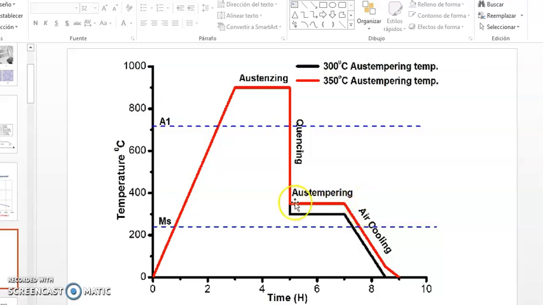What's the goal of austempering? Let the grain diffuse and let the secondary phases be created. Then, when you have exhausted all the austenite, you can cool using air, and you can extract the sample at 80 or 60 Celsius degrees. So remember the difference.